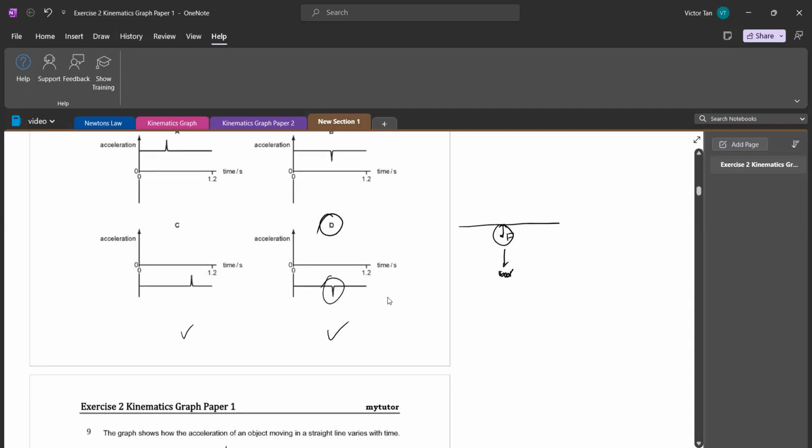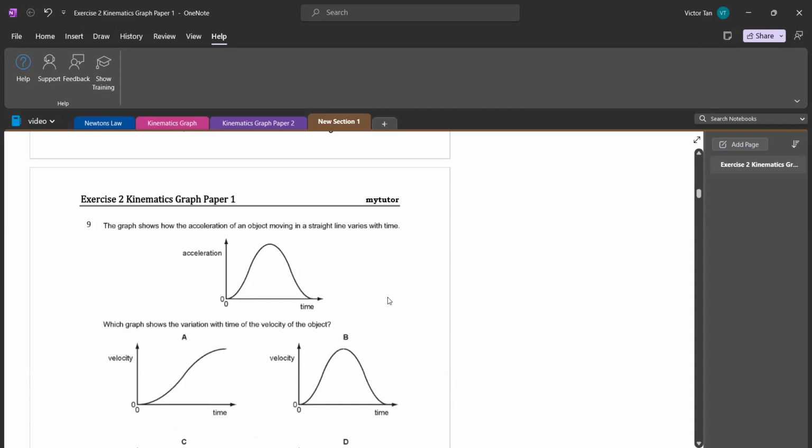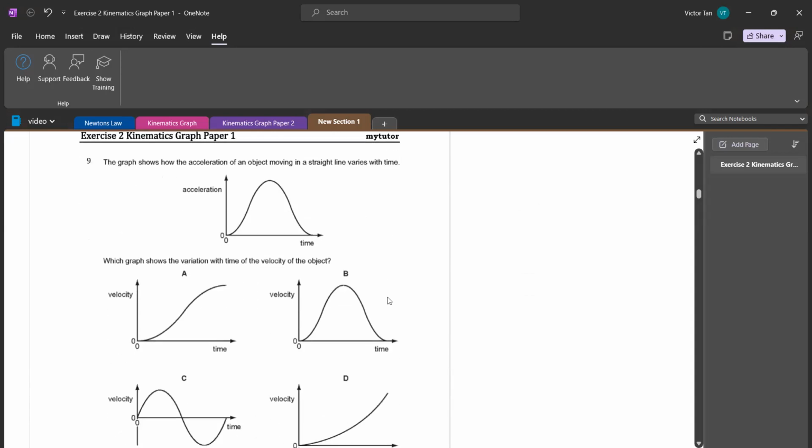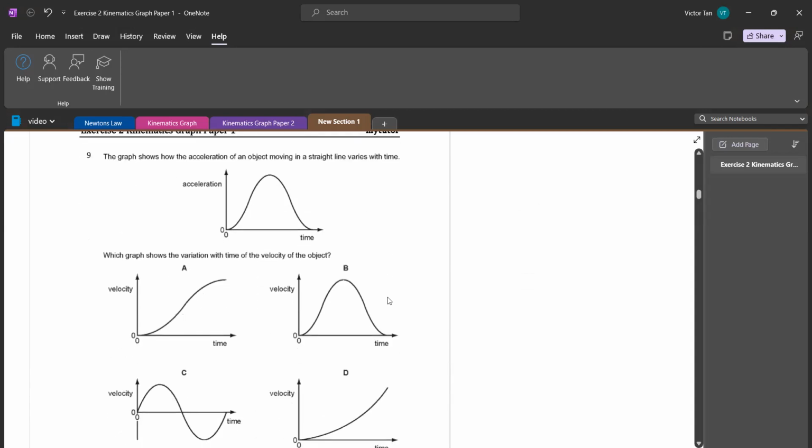The graph shows how the acceleration of an object moving in a straight line varies with time. The graph shows the variation with time of the velocity of the object. The acceleration is always positive. Therefore, the velocity is always positive.